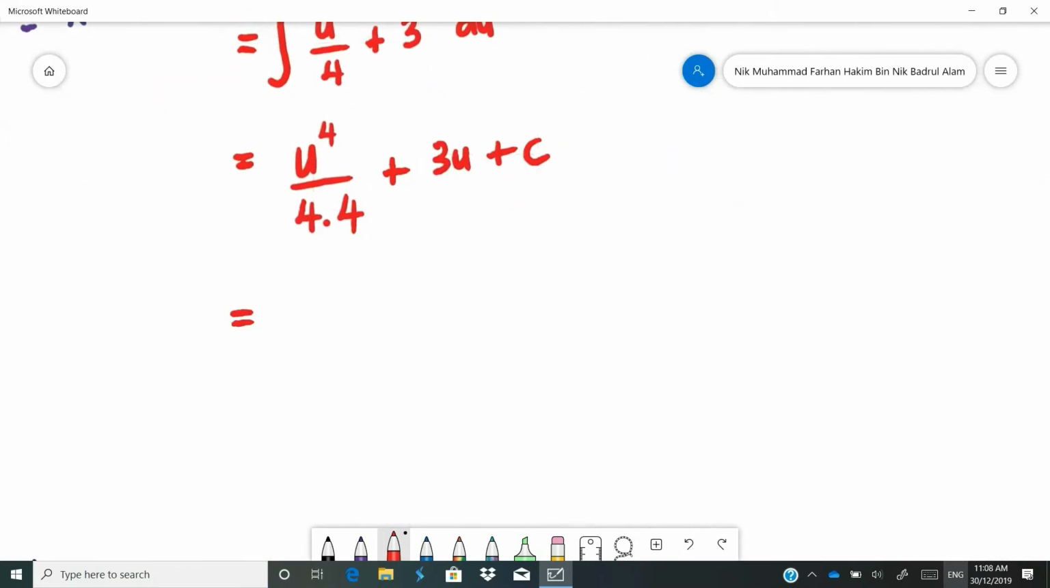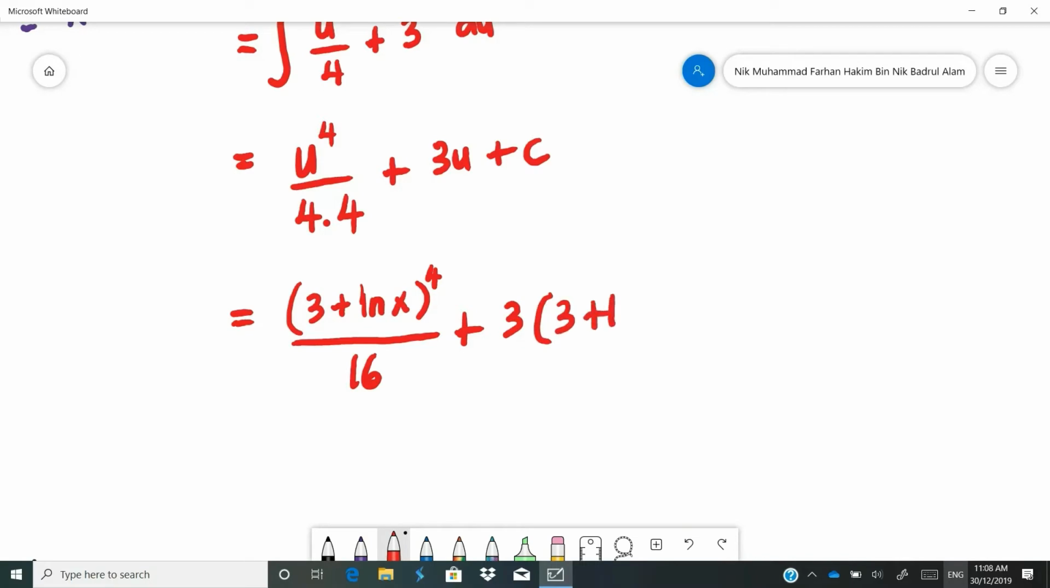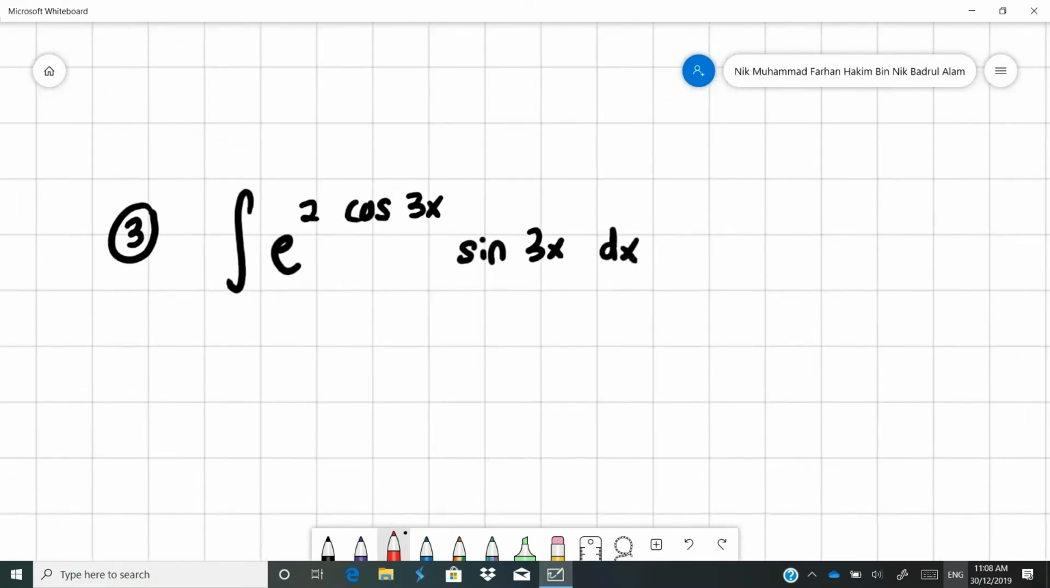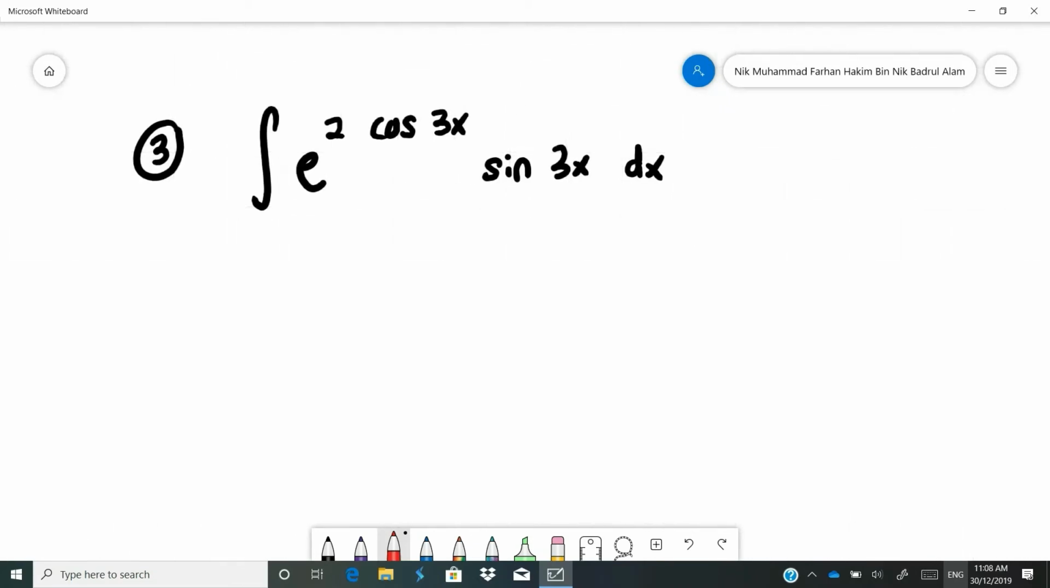So you'll have something like 3 plus ln x to the power of 4, all right, over 16 plus 3 plus ln x plus c. We are done with that one. Okay, let's see this one.